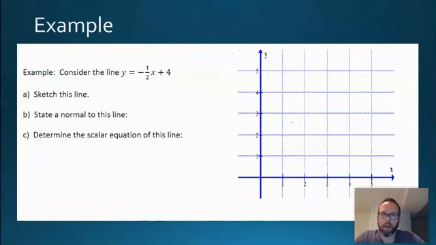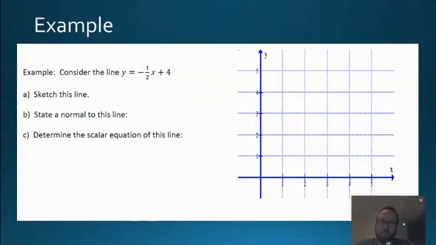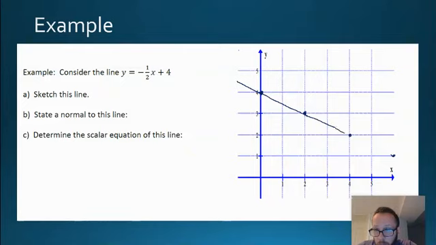I want to look at a connection between equations of lines and normals. So let's sketch this line. It's in slope-intercept form, y-intercept of 4, slope of -1/2, so down 1/2, down 1/2, down 1/2. I'll be careful because I'm not using a ruler. You guys at home should probably use a ruler. All right, so there's our line. Done. Can you state a normal to this line?